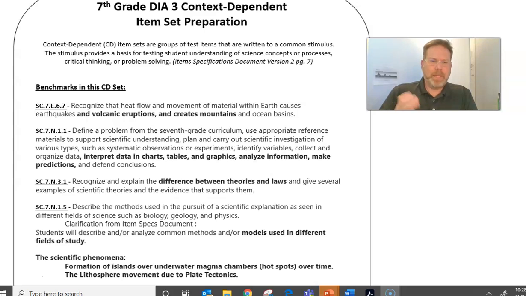The benchmarks are listed below on this slide. You can see I have bolded the areas of the benchmark that are really addressed in the CD set in this particular assessment. Without divulging any specifics, if you saw it last year, you know there's a certain island in the Pacific island chain that this regards. The key thing is to not be teaching any island formation in isolation, any particular island chain, but the phenomenon of island formation due to hotspots, like volcanic growth from the seafloor up.